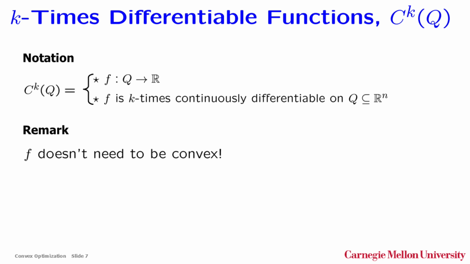Some of the proofs require that the function we get after calculating the derivatives k times is still a continuous function. That's why we will need the k times continuously differentiable condition. However, we are a bit lazy, so instead we will often just say that the functions are k times differentiable. Again, here we don't assume that the functions are convex. They can be non-convex too.